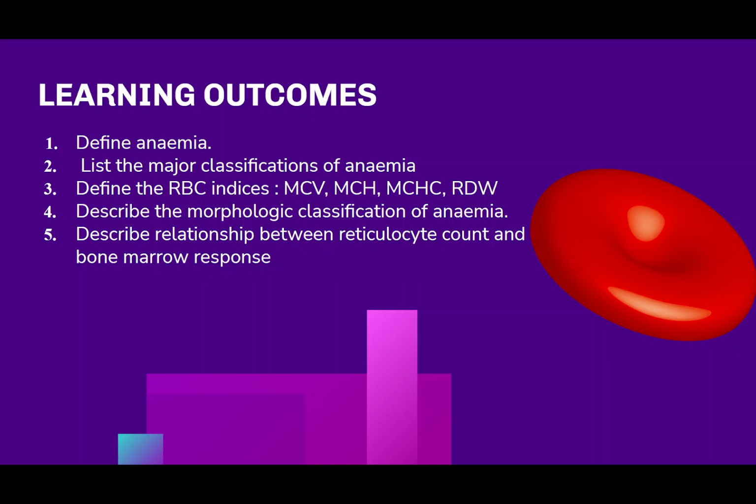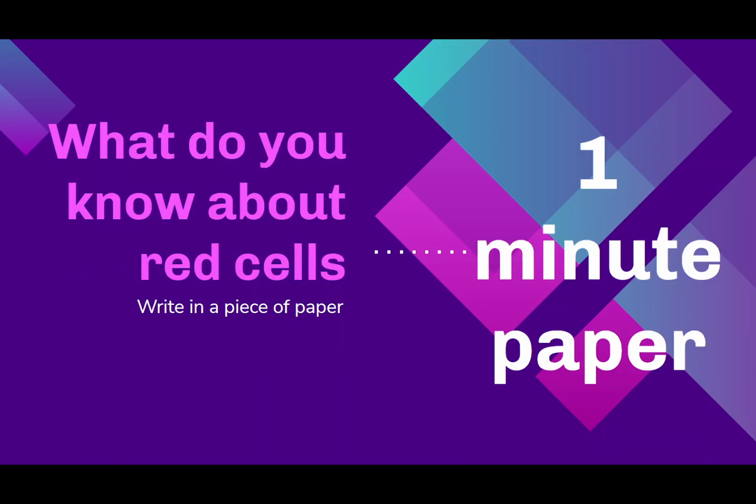And you need to know how to describe the morphologic classification of anemia and describe the relationship between reticulocyte count and the bone marrow response. So for the first session, I just want you to recall whatever you have learned in previous lectures. So you take one piece of paper and you write everything you need to know about red blood cells. You can pause the video for 1 minute and write everything you know on that piece of paper.